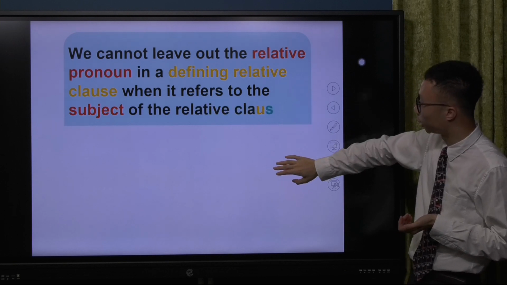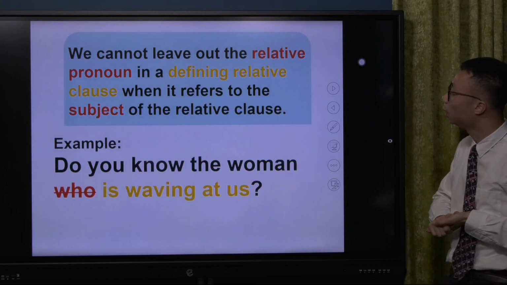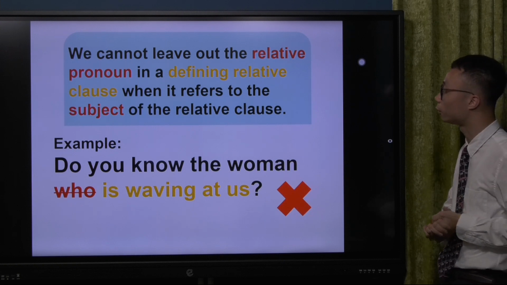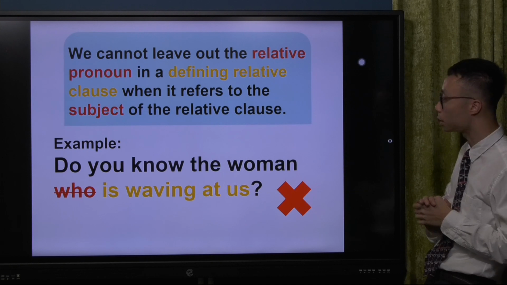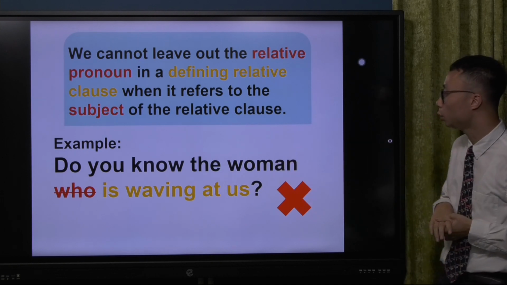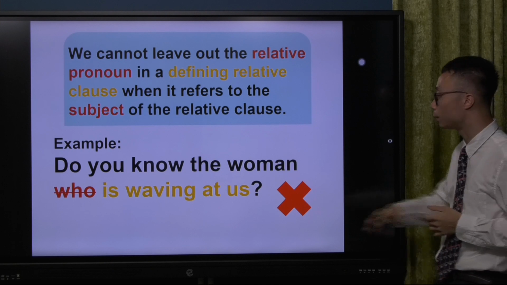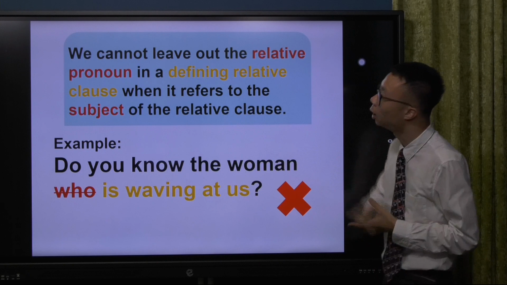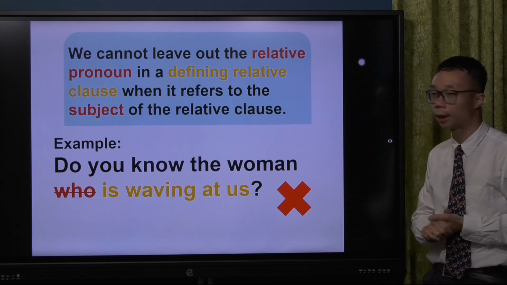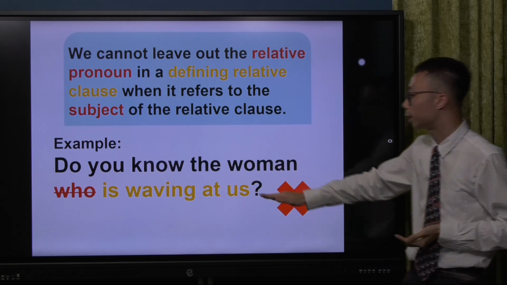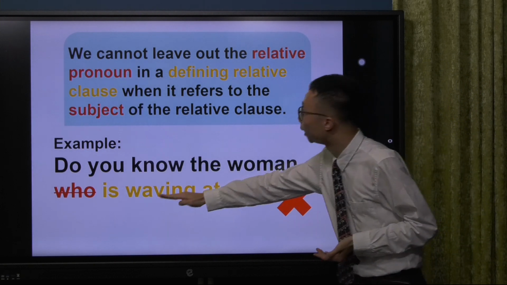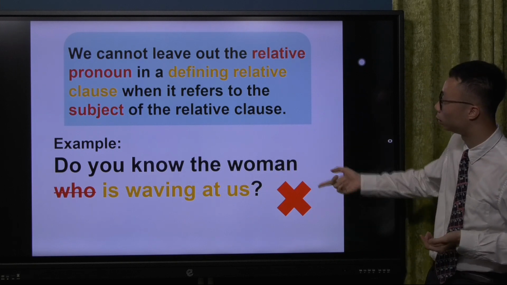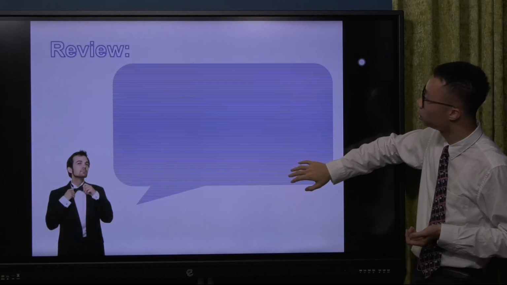But on the other hand, we cannot leave out the relative pronoun in a defining relative clause when we refer to the subject of a relative clause. So here, do you know the woman who is waving at us? Because this part is the second part of the information describing the woman. That means you cannot take out the word who here. This is important information describing the woman, and that's why we cannot remove the word who.